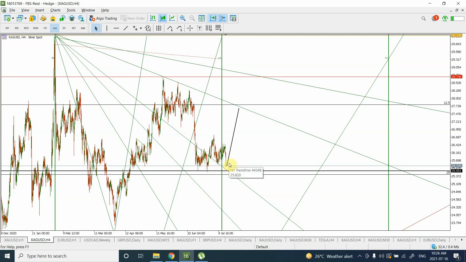I'm going to be bullish in silver for, I would say, next week. And if that target hits before the end of next week, then of course we'll turn bearish after that.